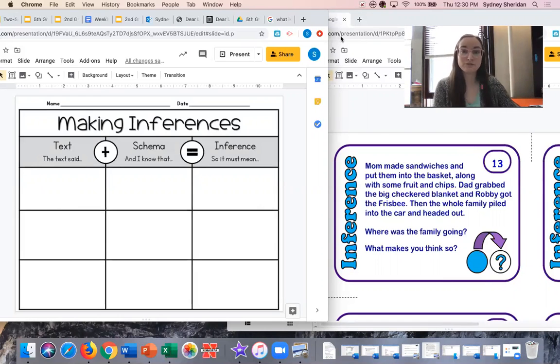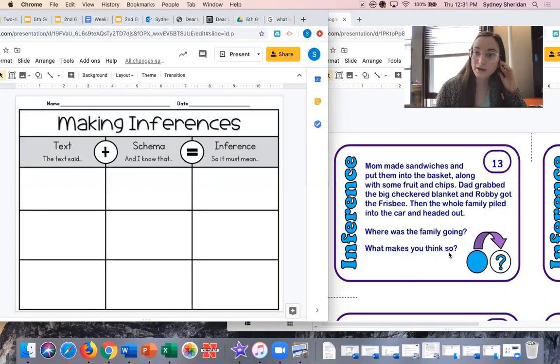Okay, so let's read the first passage. It says right here, Mom made sandwiches and put them into the basket, along with some fruit and chips. Dad grabbed the big checkered blanket and Robbie got the frisbee. Then the whole family piled into the car and headed out. Okay, our question is, where was the family going? And what makes you think so?